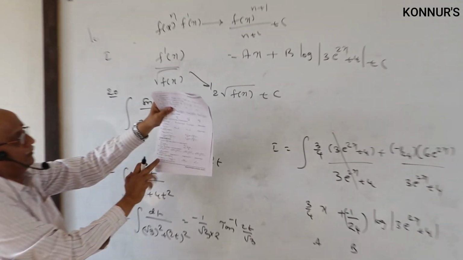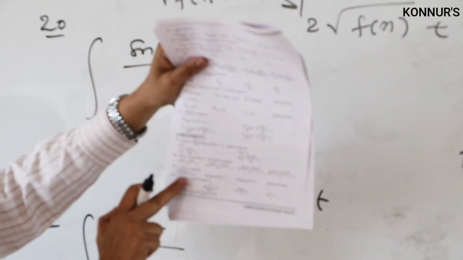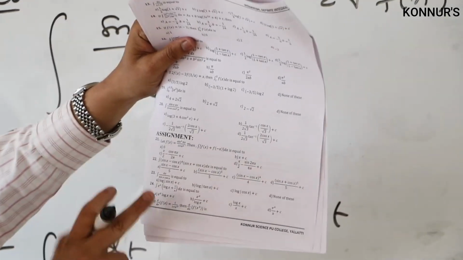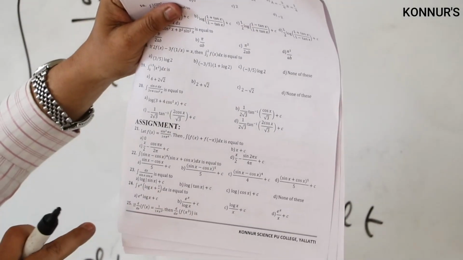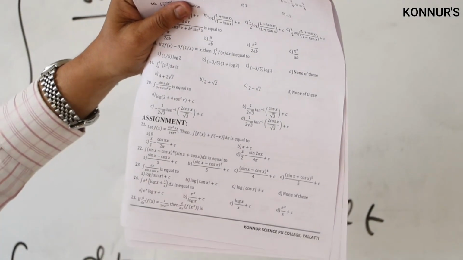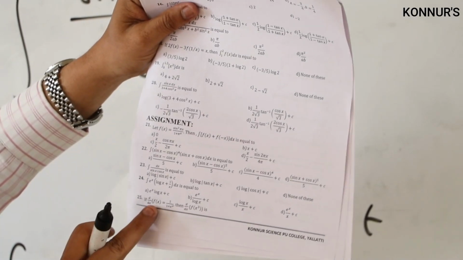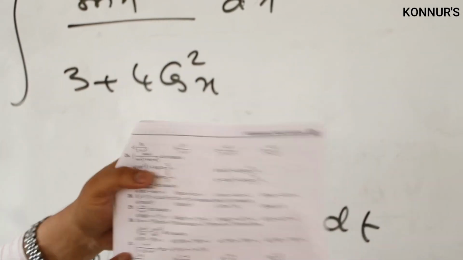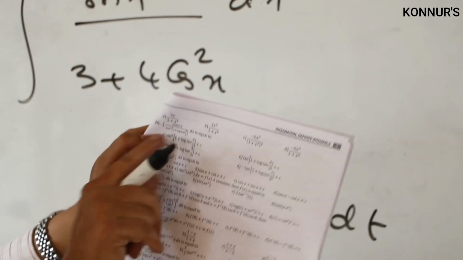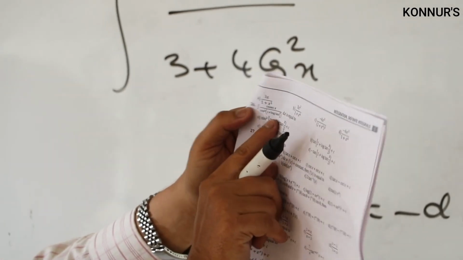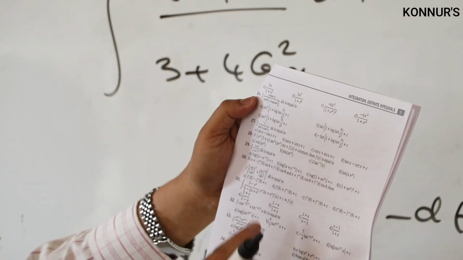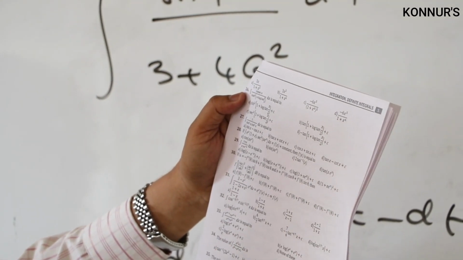Finish it. 24, e power x into f(x) plus f dash x. Earlier I told you, e power x into f(x). So e power x log x is the answer. This we have already done, a repeated problem. Then f dash x by f(x) is also possible. Some models are there, still we can discuss.